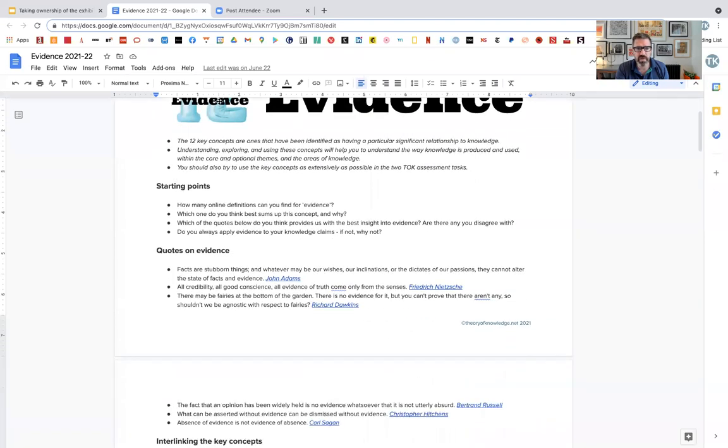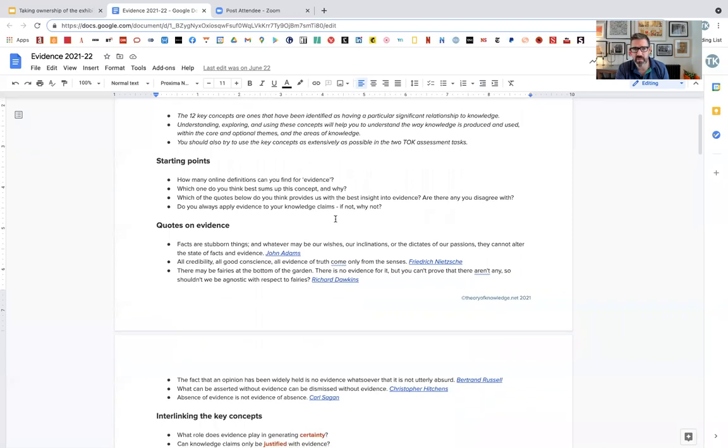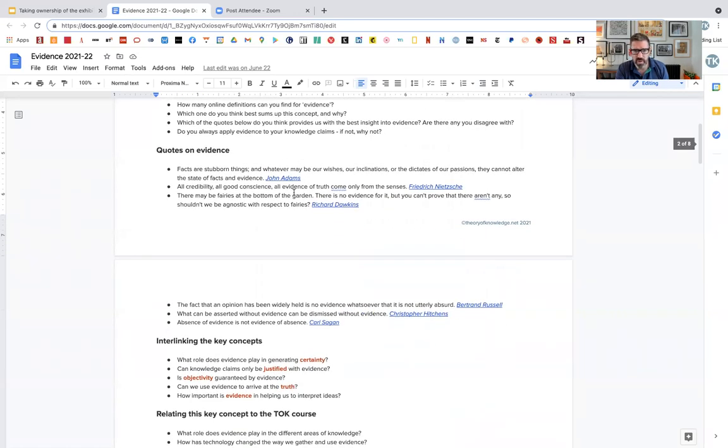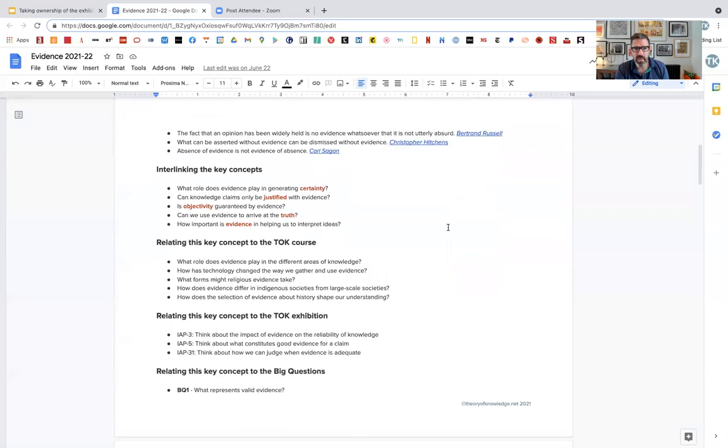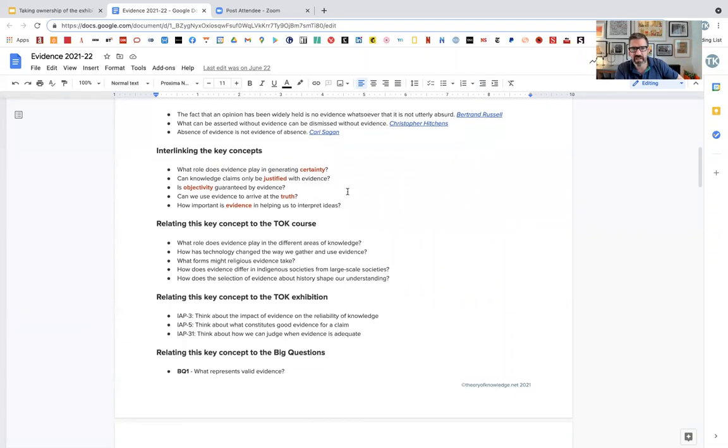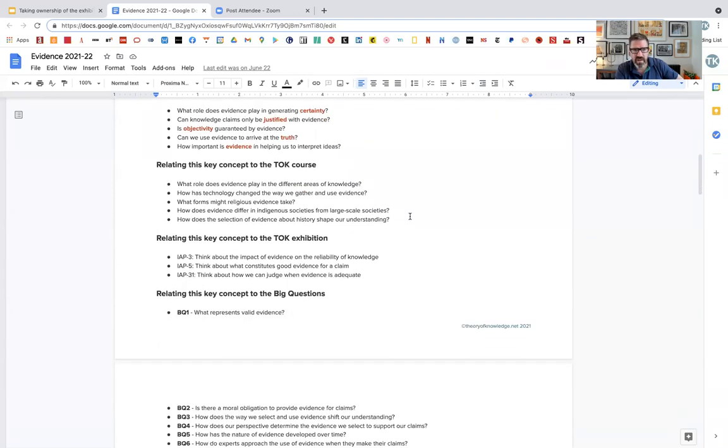And you know, we've got a little starting point for evidence if you want to do a lesson on evidence with students. We've got some quotes on evidence. I like interlinking the different key concepts. I think they work very well off each other. So there's ways in which you can interlink evidence with certainty, justification, objectivity, etc.